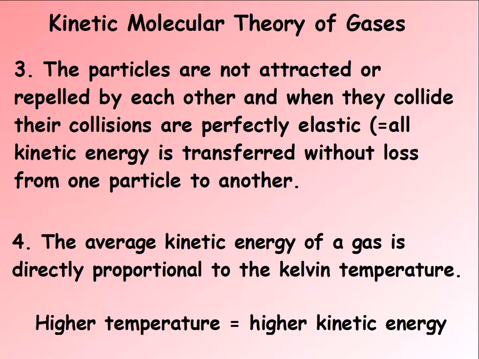The gas particles are not attracted or repelled by each other because they're so spread out and moving so rapidly that they don't have time to form attractions. When they do collide, their collisions are perfectly elastic, meaning all of their kinetic energy is transferred from one particle to another without loss. And finally, the average kinetic energy is energy of motion, so the average kinetic energy of a gas is directly proportional to the Kelvin temperature. In other words, when you increase the temperature, the particles are going to move faster. If you decrease the temperature, the particles are going to move slower.